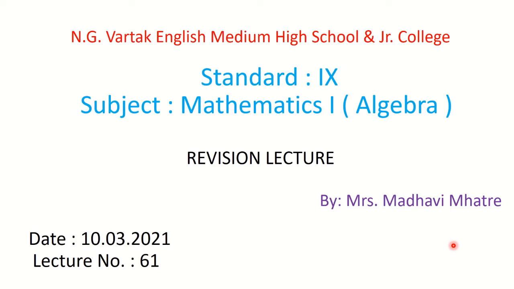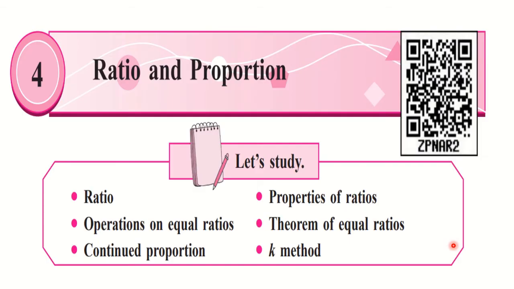From the previous lecture, we have started with revision of chapter number 4, that is ratio and proportion. In the previous lecture, we have understood the meaning of the word ratio, and afterwards we have studied properties of ratios. And from that, whatever solved examples were given, those solved examples we have discussed.